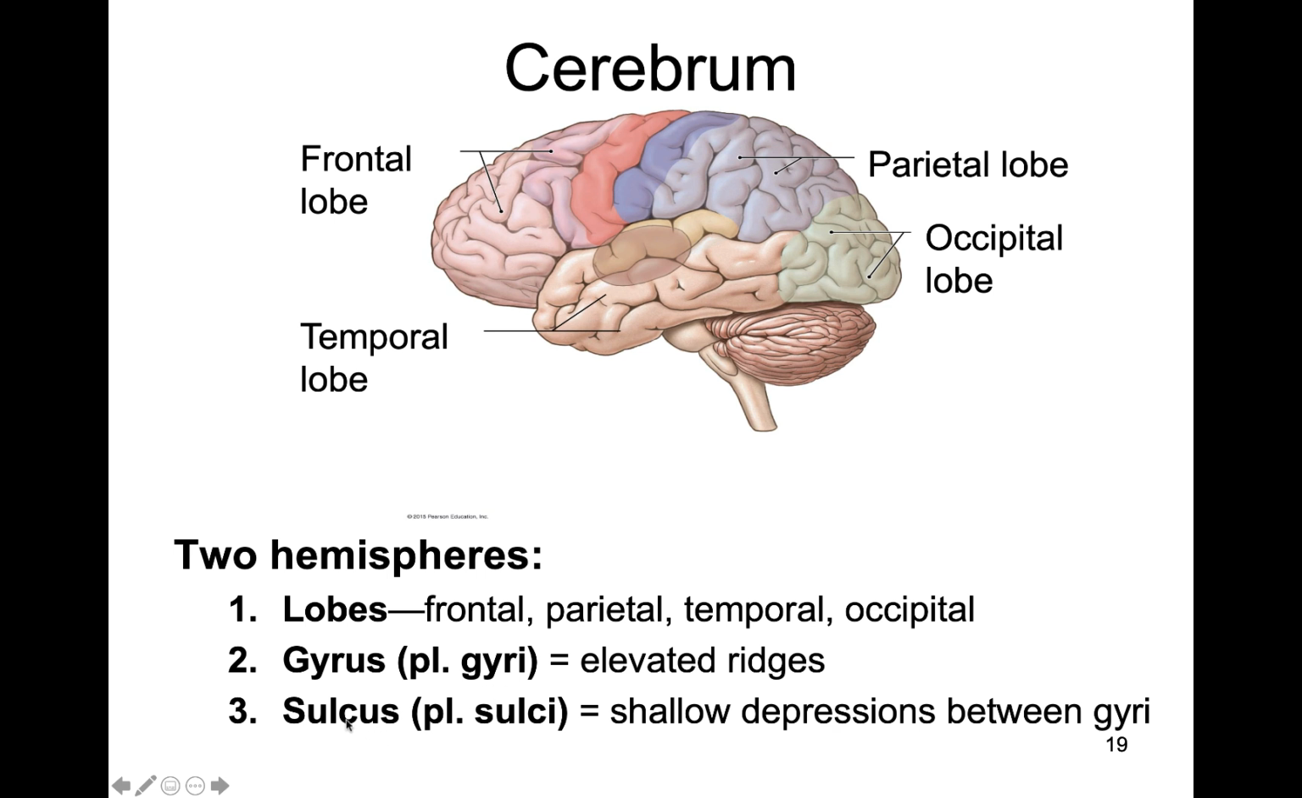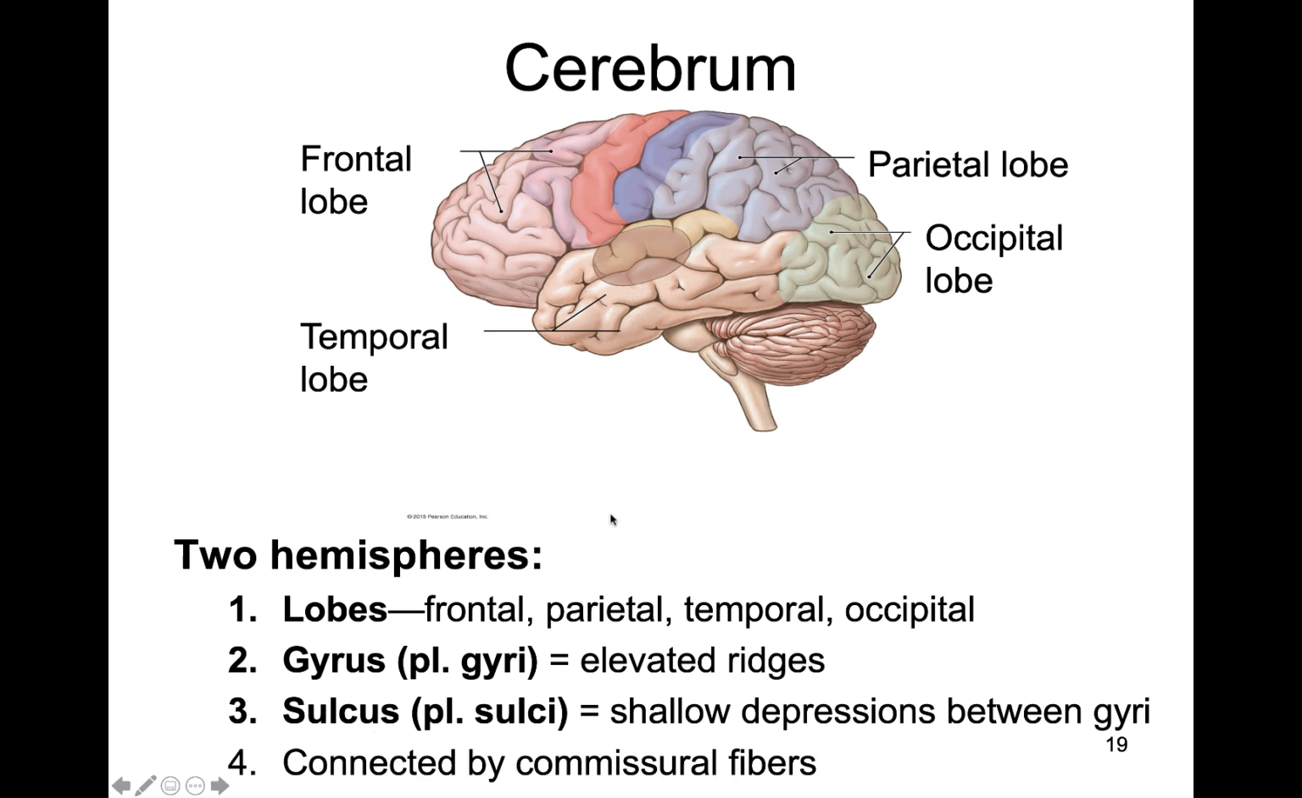Then we have something called sulcus. These are going to be the depressions between gyri. So these folds, there are these depressions. There's this depression right here, another one right here, another one right here. Those are called sulci. If we're just talking about one, it's called a sulcus. So singular is sulcus, plural is sulci.